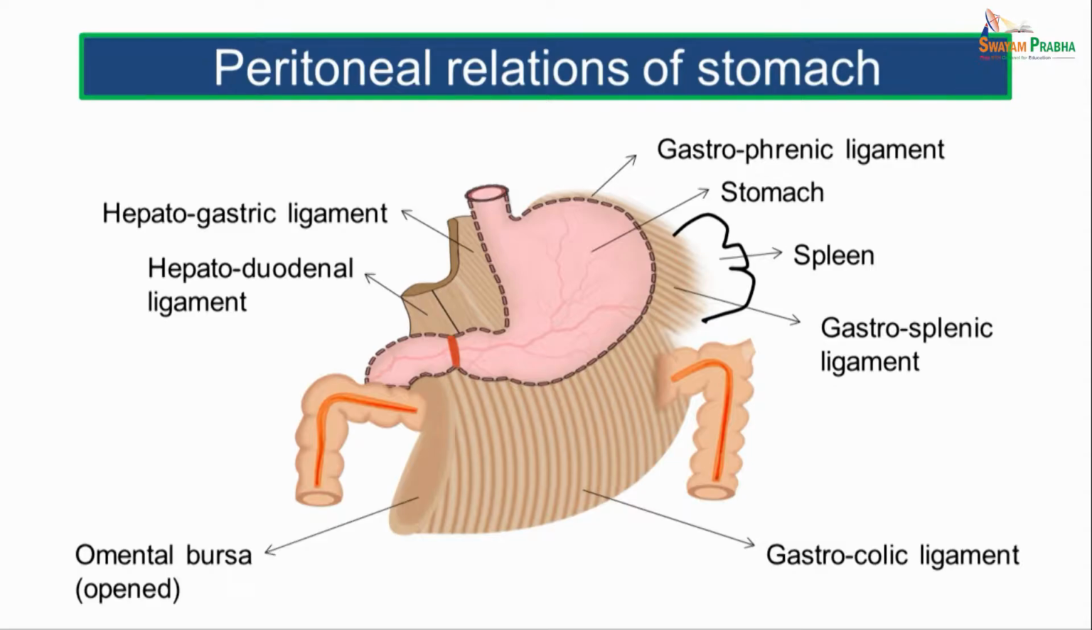Moving on to the relations of the stomach. Peritoneal relations of stomach. The peritoneal coverings related to the stomach are called as omenta. Along the lesser curvature of the stomach, we see attachment of a bilaminar fold of peritoneum called as the lesser omentum. This lesser omentum can be traced from its attachment to the liver, coming down and getting attached to the stomach and some part of the duodenum.